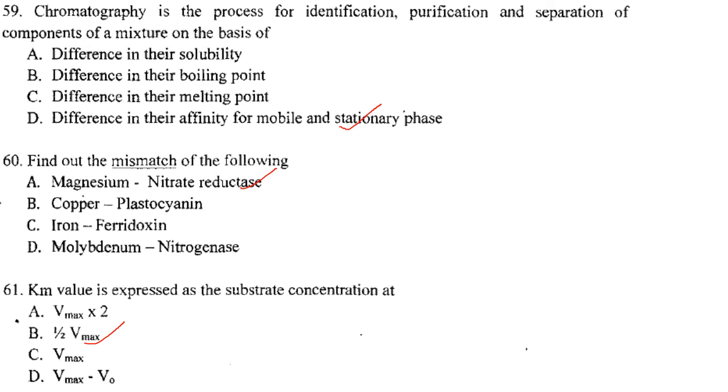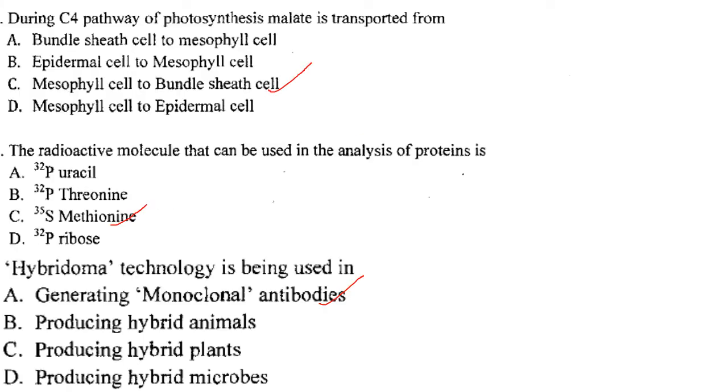Km value is expressed as the substrate concentration at half Vmax. Answer is option B. Then during the C4 pathway of photosynthesis, malate is transported from mesophyll cell to bundle sheath cell. Answer is option C.